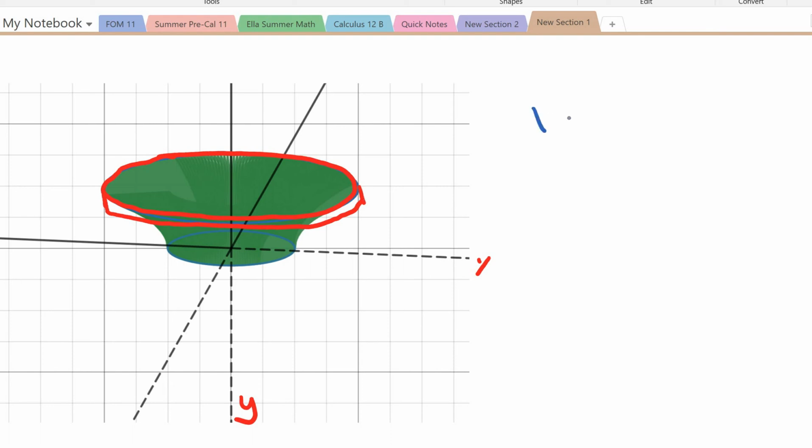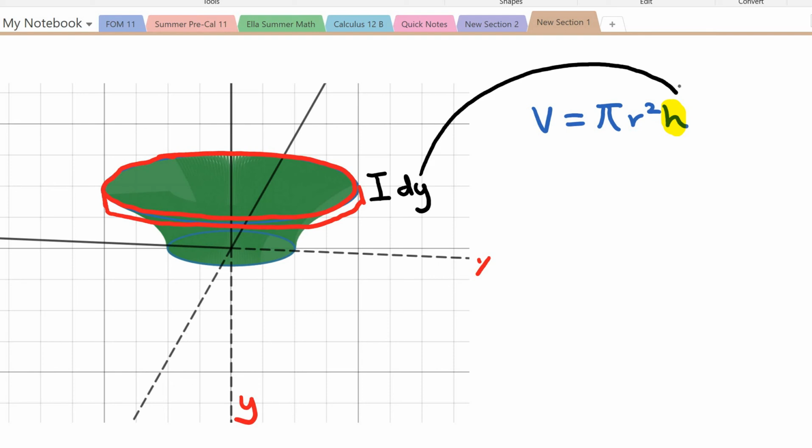Okay, so here are my steps. I still start off with volume equals pi r squared h. Now ask yourself, what does height represent? Well, height is the height of this disk here. Since we're taking the difference of the y values, this is dy. So dy now represents the height of my disk here.